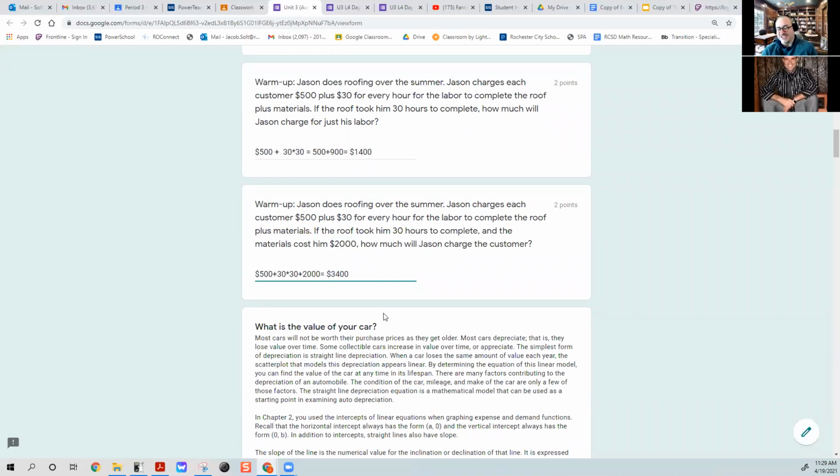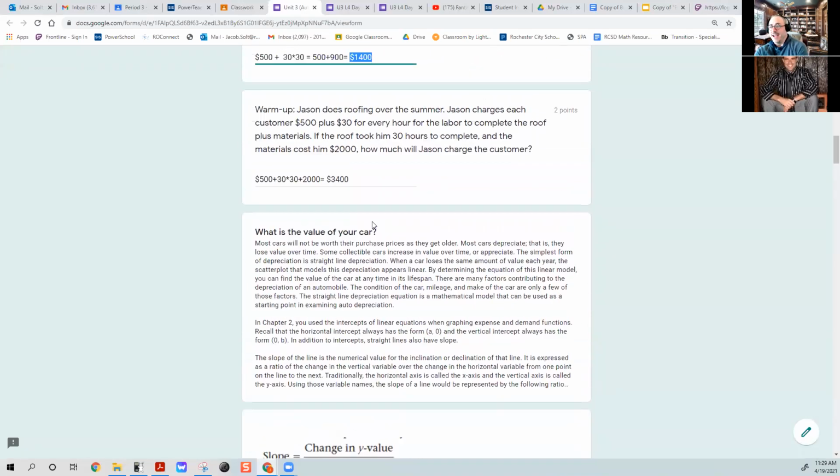Of course, 2,000 of that Jason doesn't actually get to keep. That's what Jason spent on roofing materials. But the 1,400, that might be the more important number to Jason. That's the money he actually made that day or that week completing this roof. It actually took him 30 hours to complete. So that's how much he got paid that week, $1,400. That's not so bad.